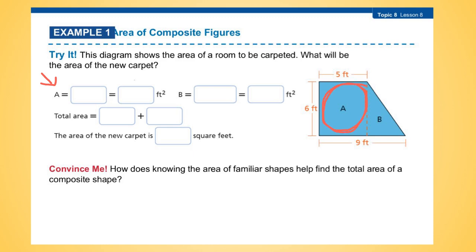That is a rectangle, so we're going to take length times width. It is a 5 by 6 rectangle. A 5 by 6 rectangle gives me 30 square feet.